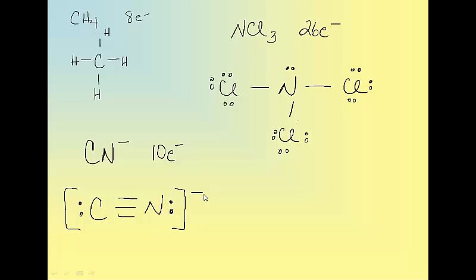Now notice nitrogen, yep, 3 bonds and a lone pair. Now carbon's a little different this time. Most times carbon will form 4 bonds. But here's an example where it's 3 bonds and 1 lone pair.